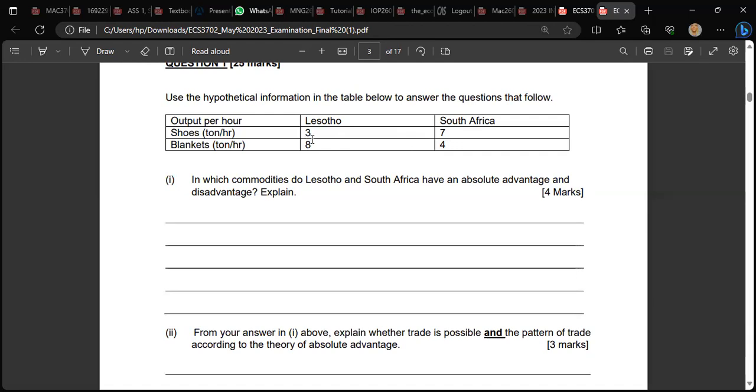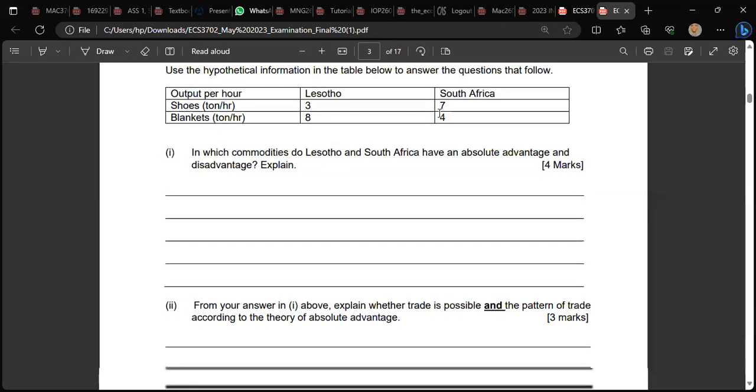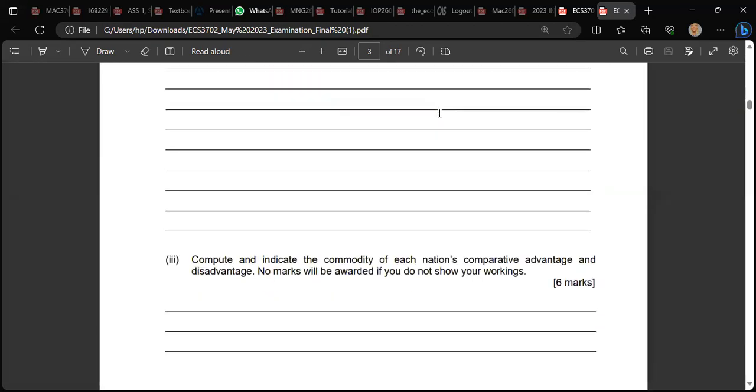Perfect, that's correct. So that's basically the pattern of trade. Lesotho is going to specialize in blankets and then exchange the blankets, while South Africa is specializing in shoes, and then they can trade with each other. So Lesotho is going to be exchanging their blankets for shoes, while South Africa is exchanging their shoes for blankets. That's the pattern of trade, right? Okay, let's see what the next question is.